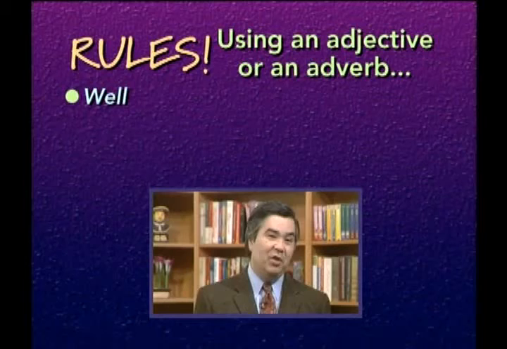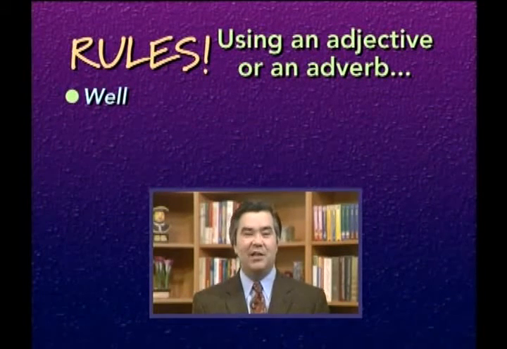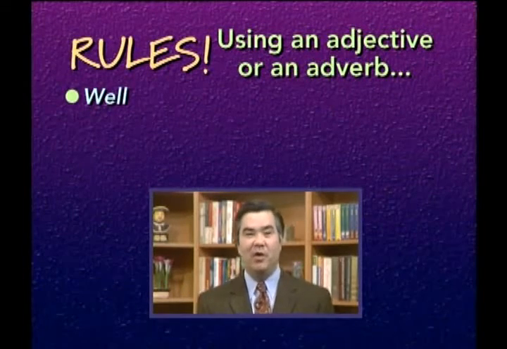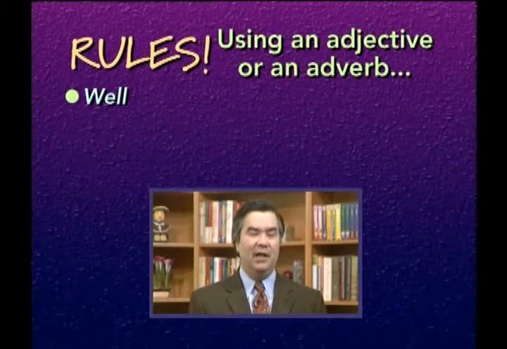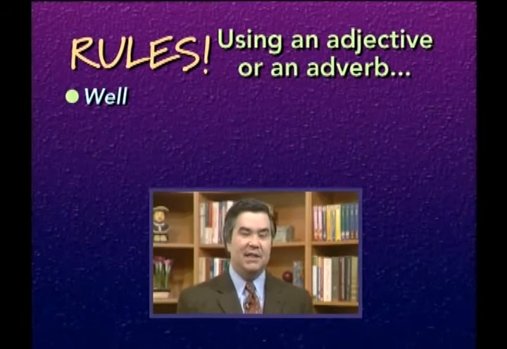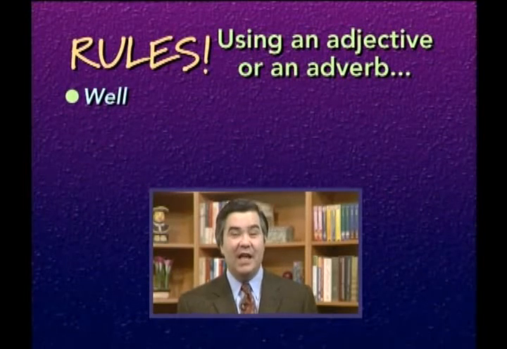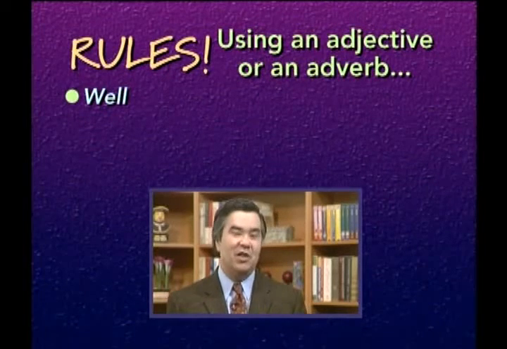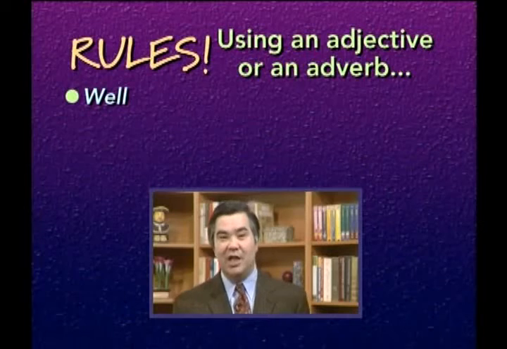Well can also be used as an interjection. That's a word that's very loosely connected to the rest of the sentence. Sometimes you'll hear people begin a sentence with the word well. They'll say something like, well, I think it'll rain later on today. In that sentence, the word well is simply being used almost as a space filler and doesn't have any particular meaning or any grammatical connection to the rest of the sentence. So well can be a noun and it can be an interjection.